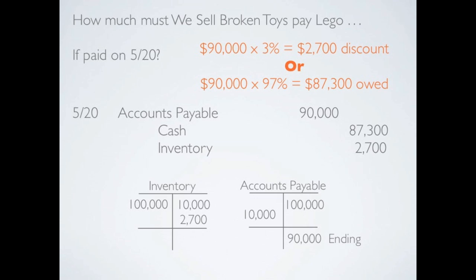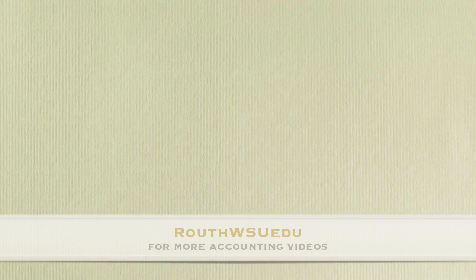So let's post that to the inventory account to show my new balance in inventory. So my new balance in inventory would be $87,300 because that's what I actually paid for the inventory that's in the account. And obviously my accounts payable at this point, I would post the debit to my T account, and my new balance in accounts payable would be 0.